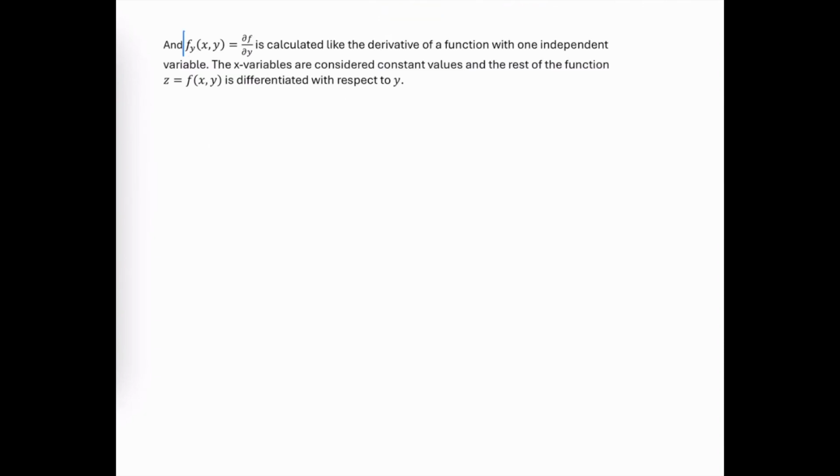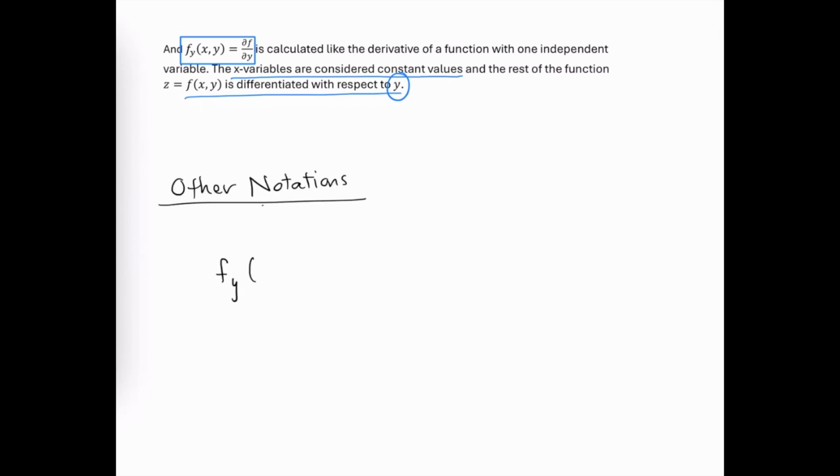Now, in order to calculate this first partial, which has several notations that we'll discuss again in a minute, but these are two of the more common, in order to calculate this partial derivative, the only variable that's changing is the y variable, so the x variables are going to be considered constant values during that differentiation. And then we'll differentiate the rest of the surface, but with respect to y. So any x values in this surface function will be differentiated in the same way that constants are differentiated.